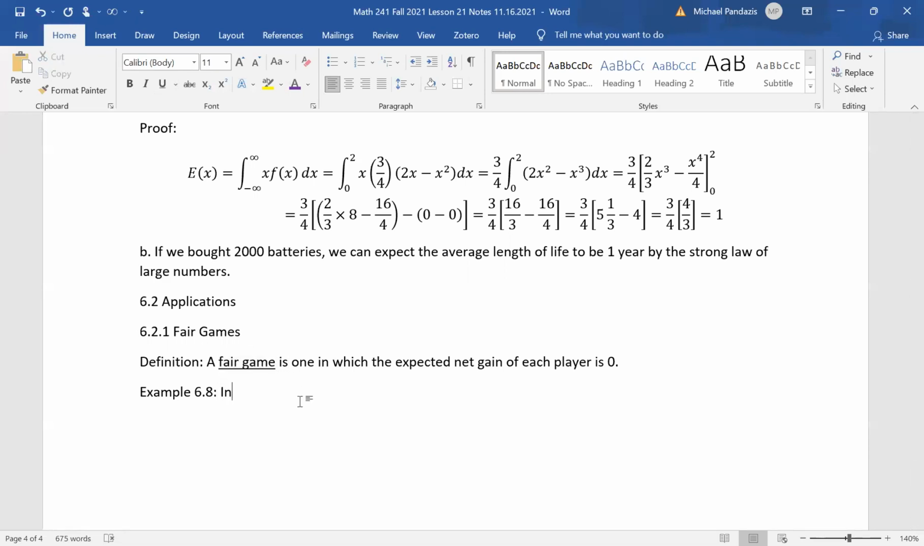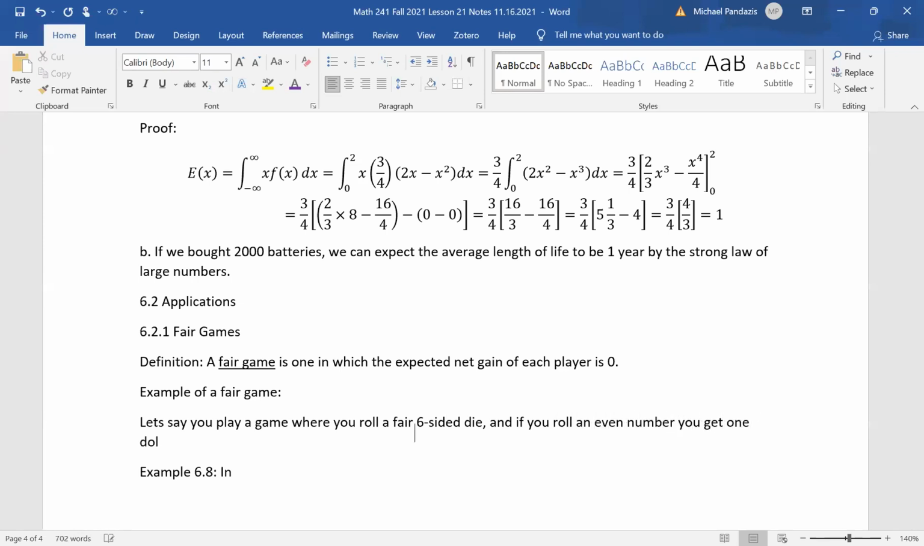So maybe an example of a fair game. Let's say you play a game where you roll a fair 6-sided die, and if you roll an even number, you get $1, and if you roll an odd number, you lose $1. Right? The expected net gain is 0.